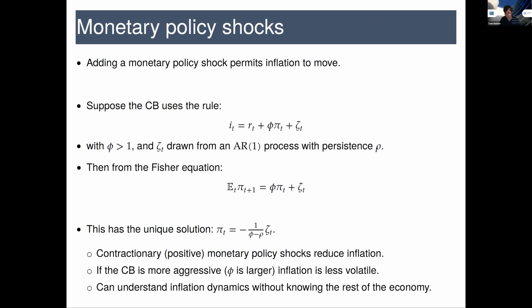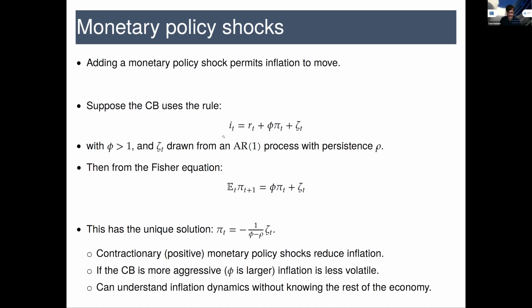So let me generalize these rules a little bit. The first natural thing to do is to add a monetary policy shock. The monetary policy shock is going to permit inflation to move. So we're now going to suppose the central bank uses the rule i = r + φπ + ζ, and ζ is going to be an AR(1) process with some persistence ρ.